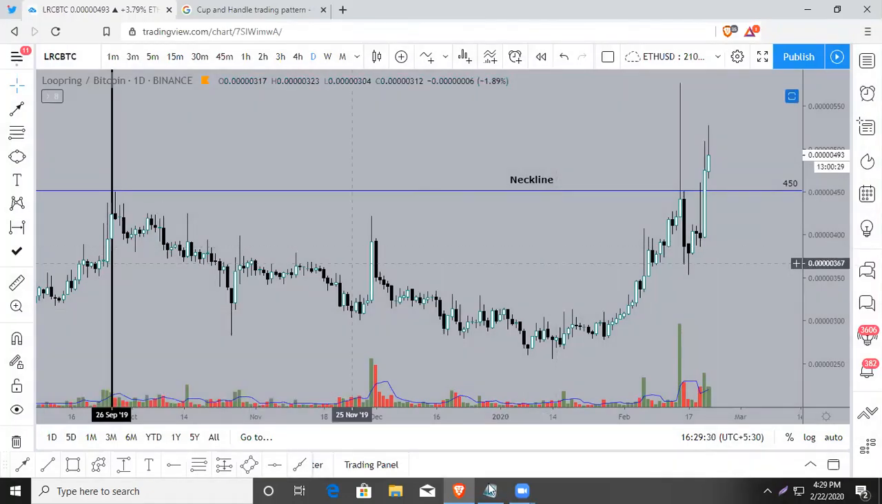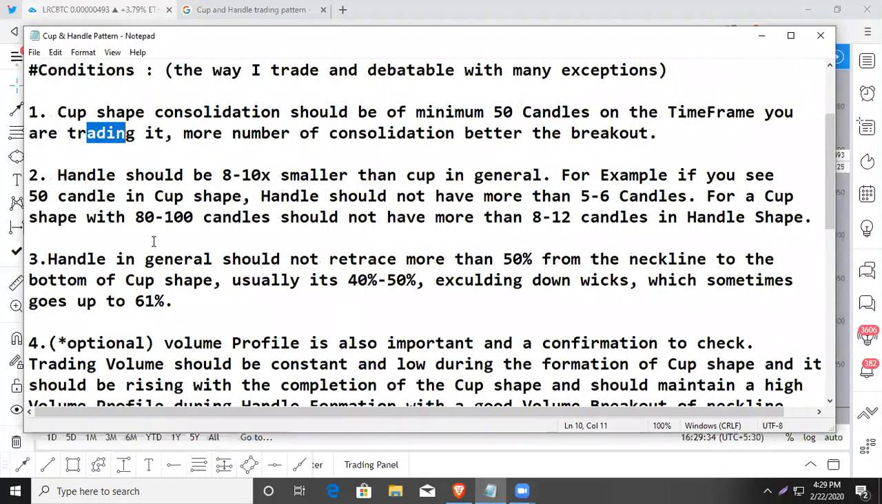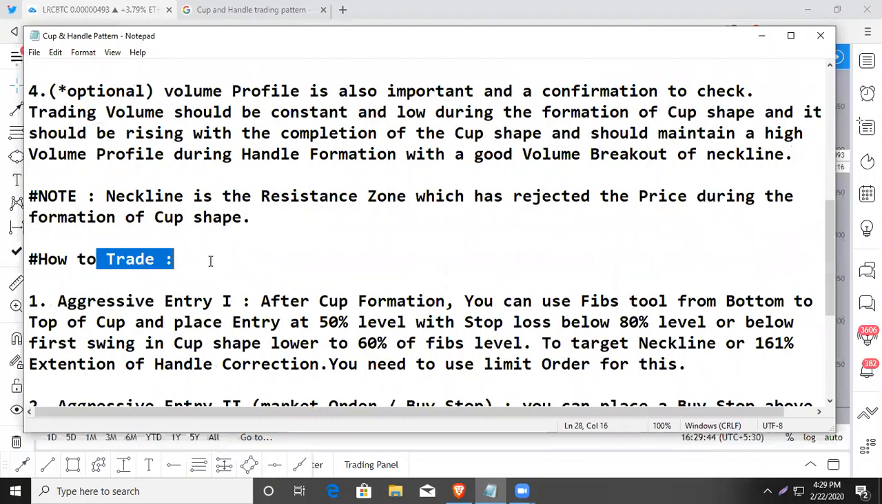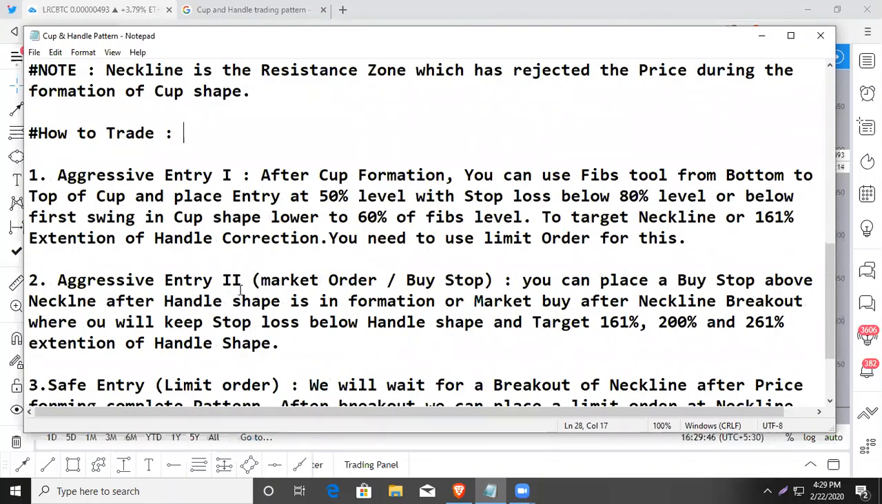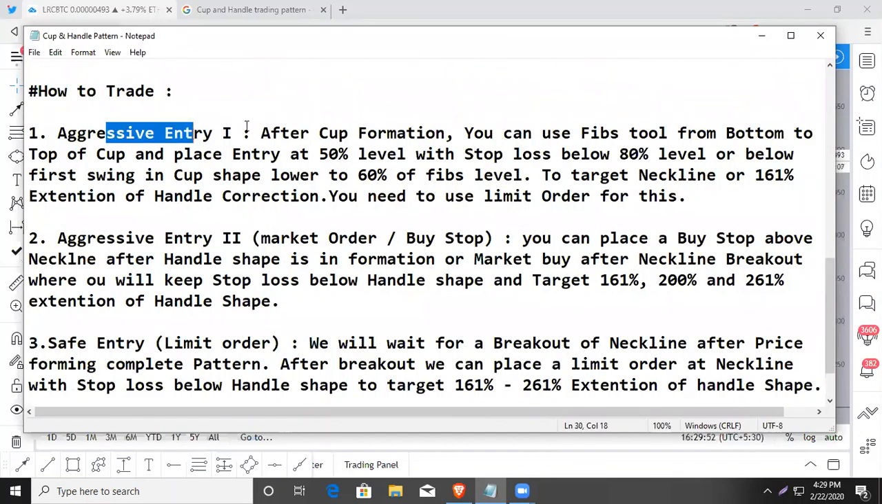Now, if you understand all four conditions, the cup formation, the handle formation, the handle retracement, and if your volume profile is also in favor of the cup and handle pattern, how to trade, that is also an important part to learn with the pattern. So I have three kinds of entries in a cup and handle formation. The first two I call aggressive entries, and the third one I call a safe entry. So you can pause and read all this. I'll explain in the chart.